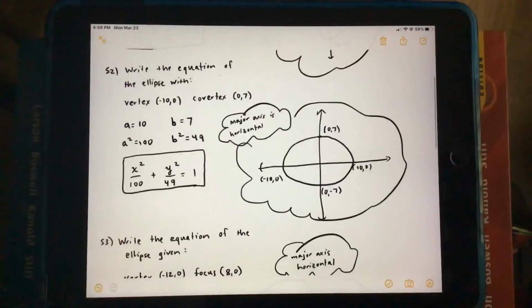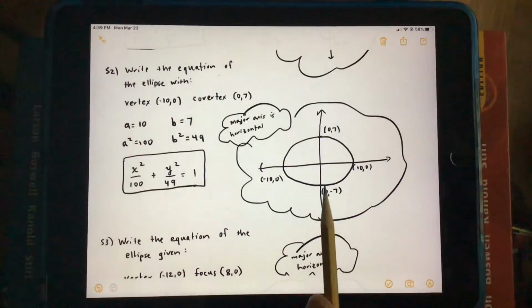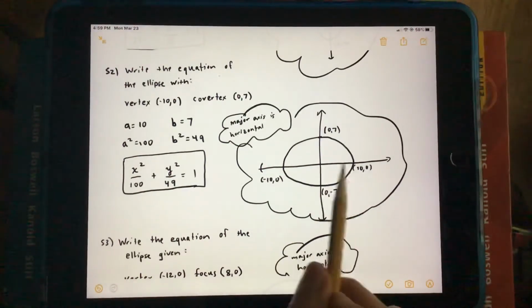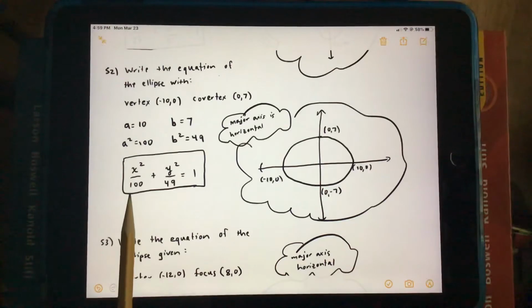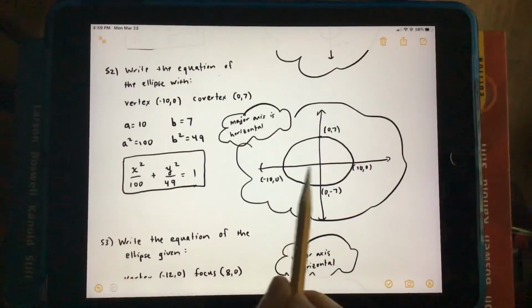Sample 2. I'm going to write the equation of the ellipse again given the vertex and covertex. I'm doing a quick sketch over here. Again, this is optional, but I think it can really help sort things out if you do a quick sketch to see what it would look like. This time we notice that the major axis is horizontal. That's the longer part of the ellipse. So this time our a squared is going to go underneath our x squared because we have a horizontal major axis.